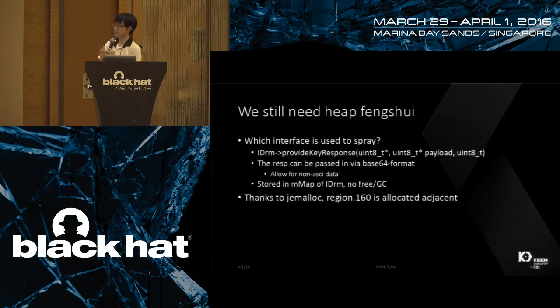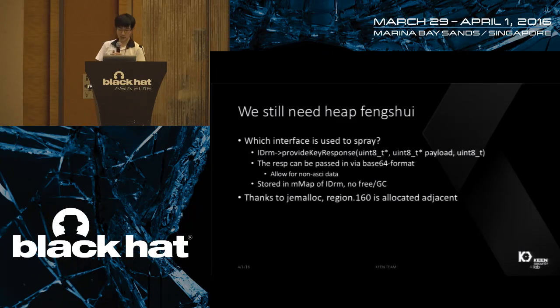We still need some heap spray function here, and the interface we chose is the IDrm provideKeyResponse. It is a very useful function because the passed-in data can be given in base64 format, and it allows non-ASCII data and null terminators. It is stored in the map structure of IDrm, so there is no free and no GC, and it will reside in the heap of the mediaserver. There are also some primitives that can free this, but I will not elaborate here.